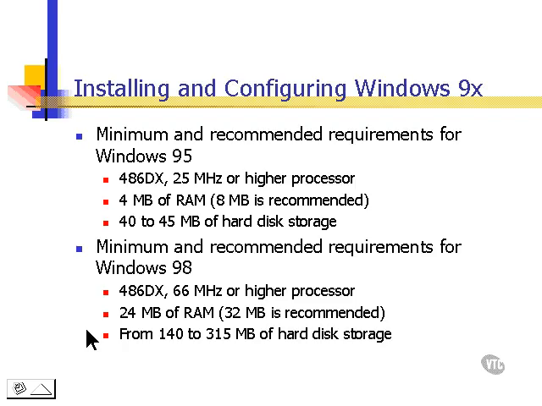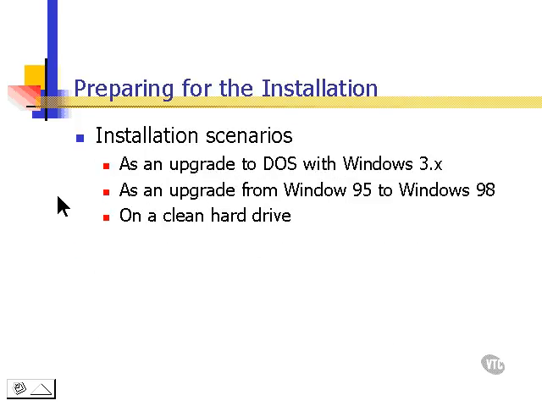Now, how we get started with the installation depends on what we already have on the computer. We could be doing this as an upgrade from DOS or Windows 3.x. We could be doing it as an upgrade from Windows 95 to Windows 98, or we could be doing a clean install on a brand new hard drive.